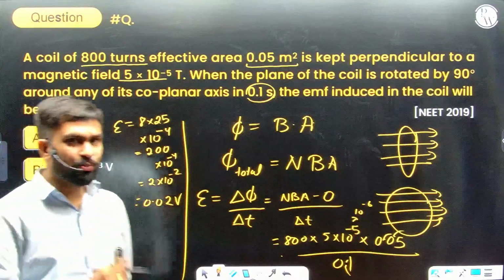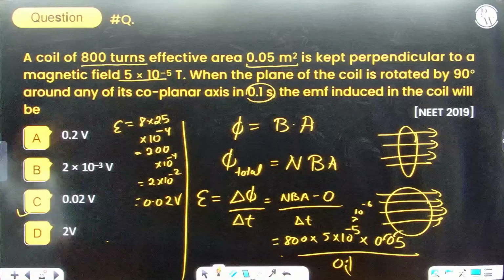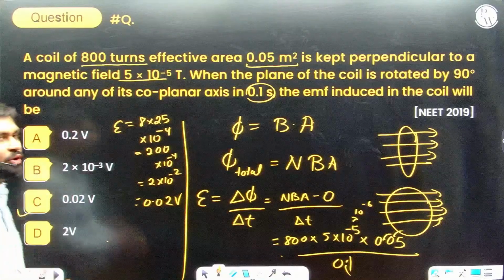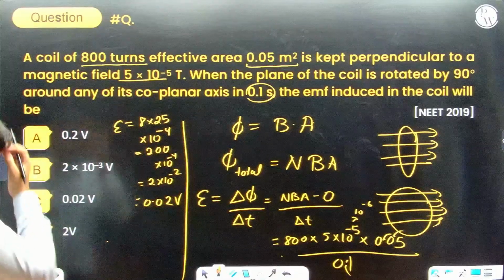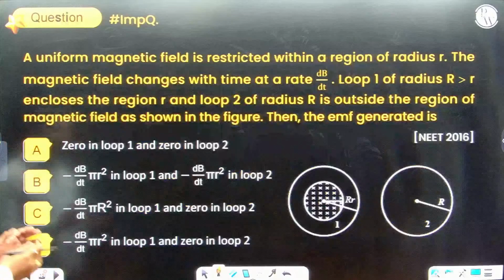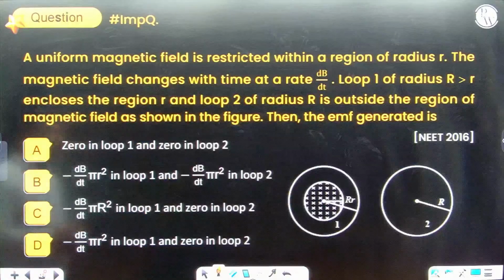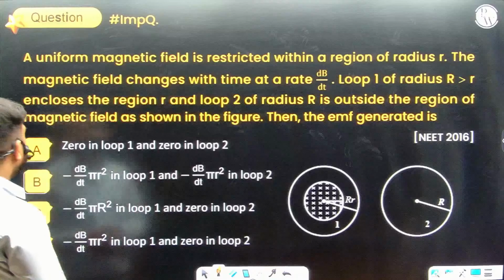Straightforward. We got this 0.02 in another problem also. That's how you solve the problems of EMI, electromagnetic induction. I hope it was quite easy. Next one. Okay, it's in the NEET 2016 exam.